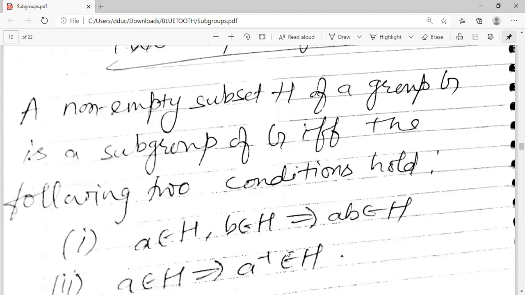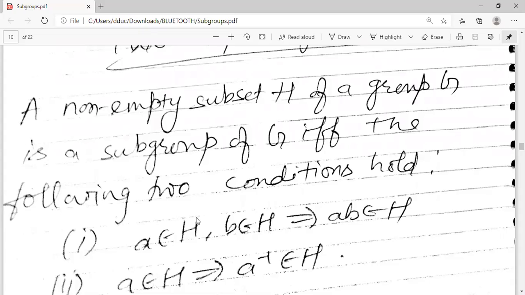What are the two steps? A non-empty subset H of a group G is a subgroup of G if and only if the following two conditions hold. So what are the two conditions? Number one, a belongs to H, b belongs to H implies a * b belongs to H. So you can easily observe that this is nothing but the closure property only.